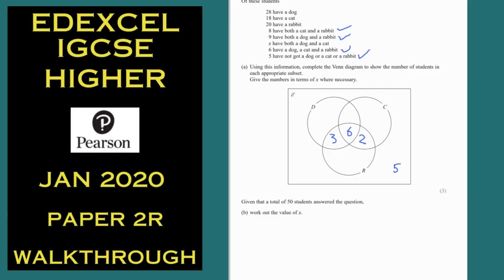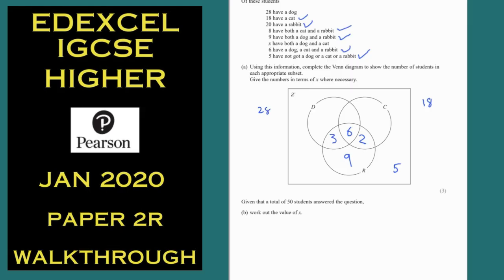It then says 20 have a rabbit. Nice one, because we've already got 3 bits of the information. We just subtract them all from 20. 18 have a cat. I'll just park that for a sec. 28 have a dog. I'll just park that for a sec.